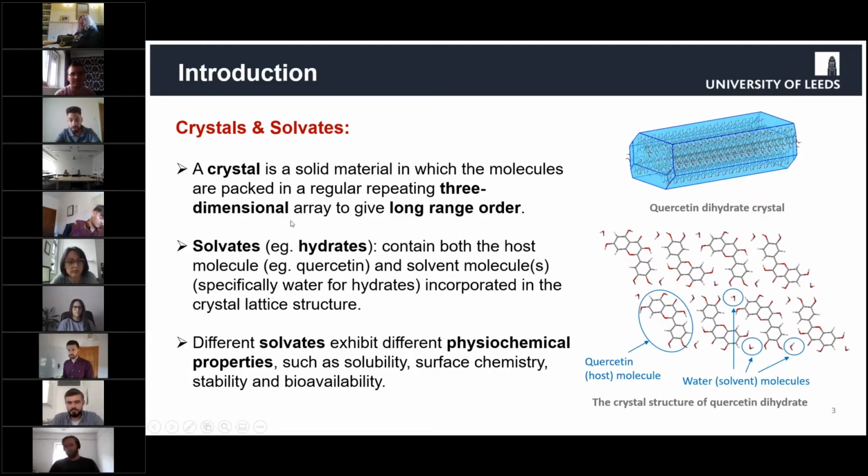For this reason, it's really important to be able to study these structures and understand them so as to avoid any unexpected transformations, for example, where stability is concerned, at any stage during the processing of the crystal.